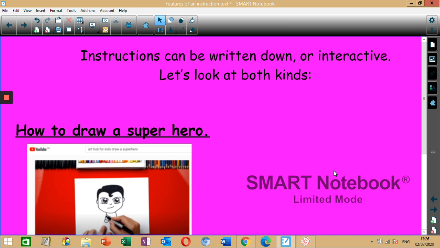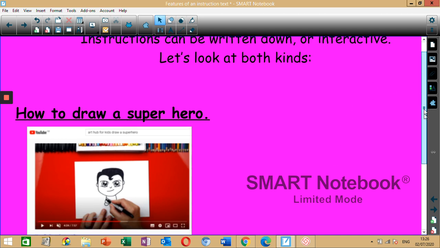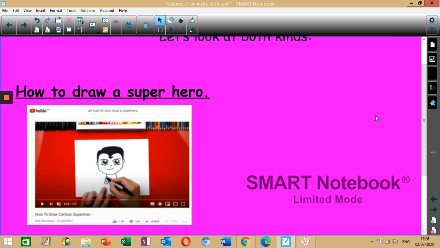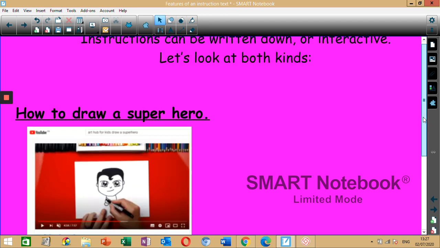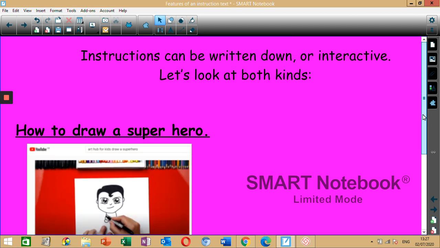So instructions can be written down or interactive, and we're going to be taking a look at both kinds. So for today's art lesson, your task was to draw a superhero and to follow the step-by-step instructions. Now, if you haven't done that already, you can do that after this English lesson. So this is a type of instructions that is interactive because you're looking at someone, drawing it step by step, and you're following through with it. So there's communication there. So that's one type of instructions.